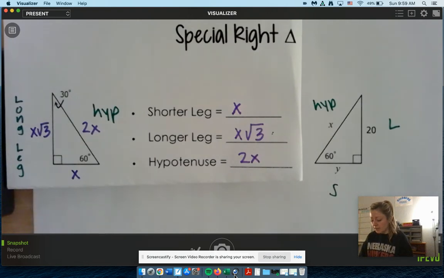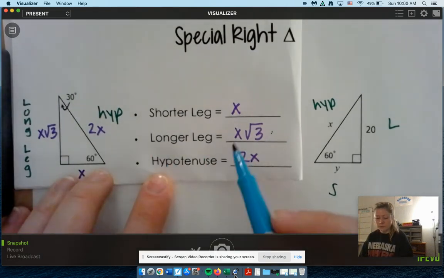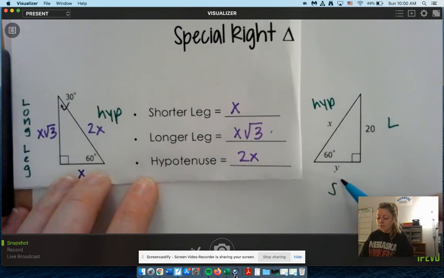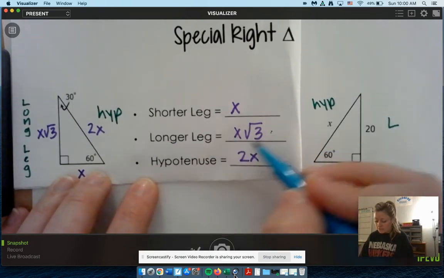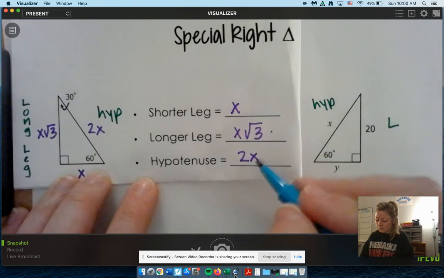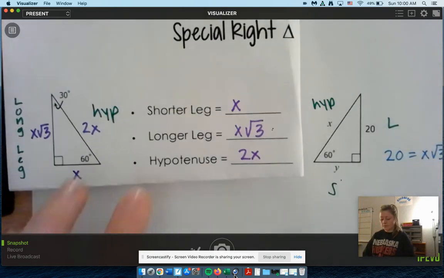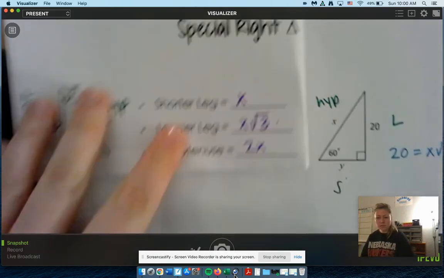So look here, kids. Our longer leg equals X times root 3. So we got to find our short leg first. We have to. So I'm looking for that X. So I'm going to put 20 equal to X root 3. Now, it's kind of like the last one we just did.